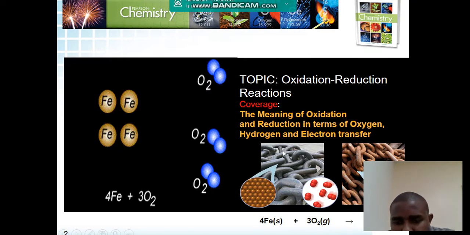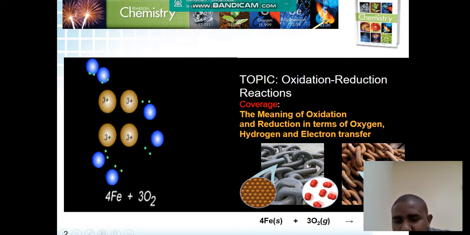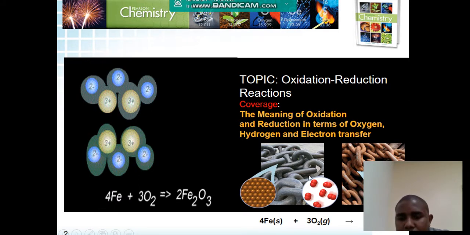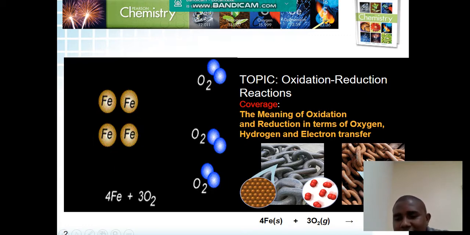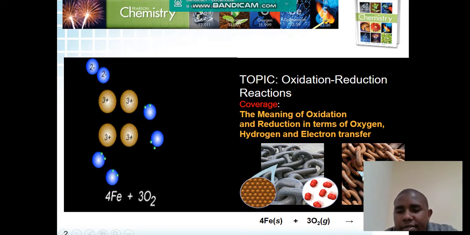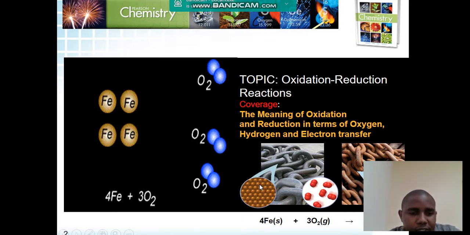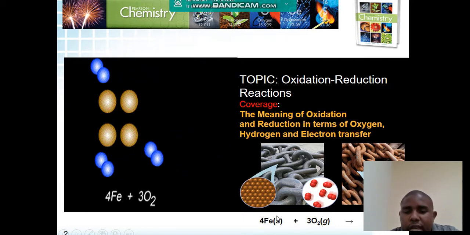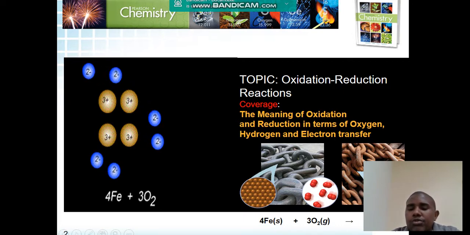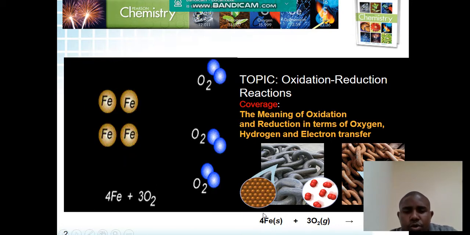As you can see, there are two pictures just below the coverage that are showing an iron chain that has been oxidized, that has been corroded by the action of oxygen to form rust, which is a brown coating found at the top of the iron surface. So what actually happened when the iron was rusting? As you can see below, there's a reaction which shows iron reacting with oxygen to form iron 3 oxide or ferric oxide. So what is oxidation?